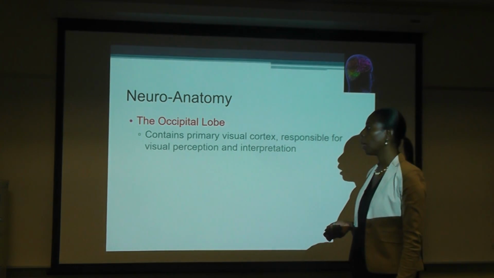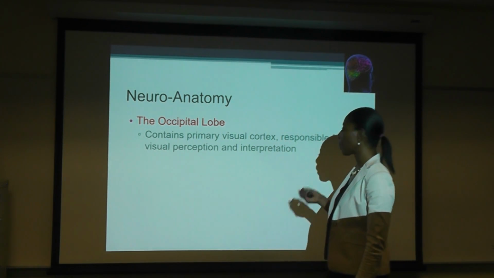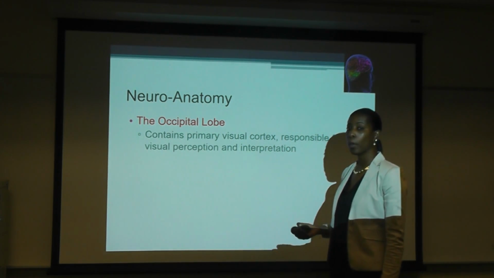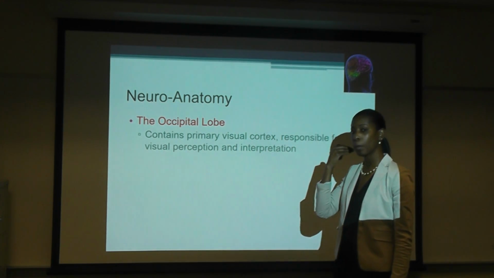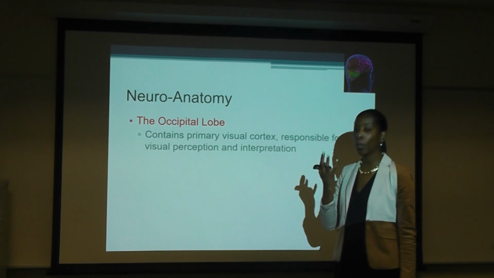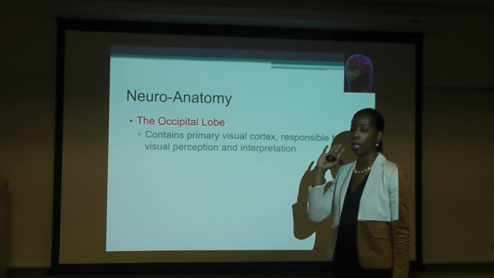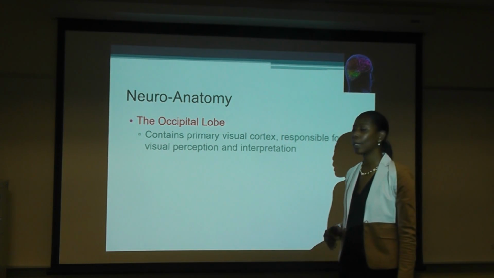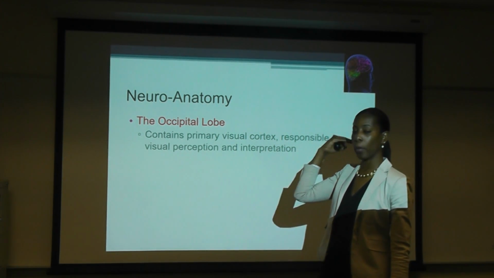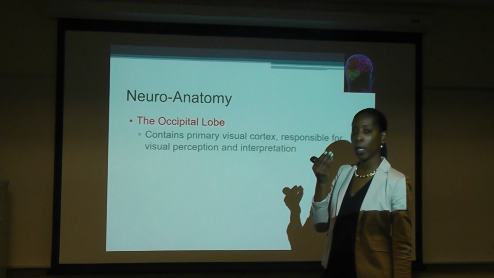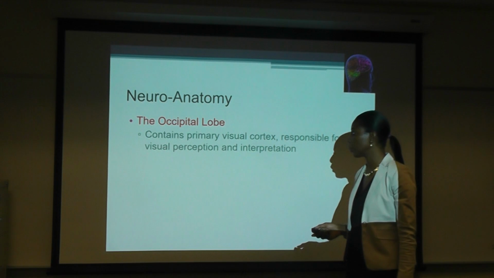The occipital lobe is your visual cortex, and it is responsible for visual perception. Remember, the retina takes in the light and transmits it back to the occipital lobe, which interprets whatever the light is, and then your brain can conceptualize what you're seeing. It's a very quick process.